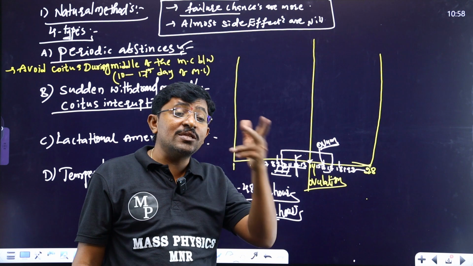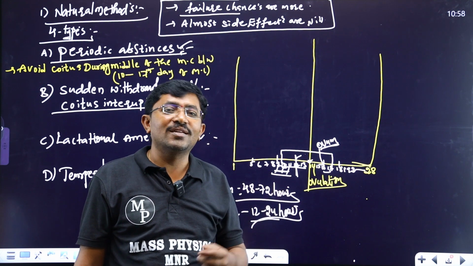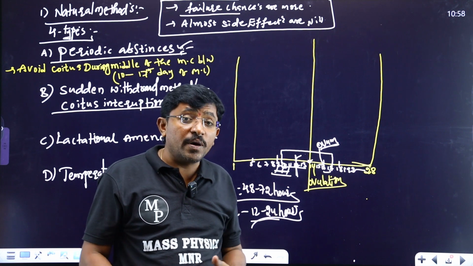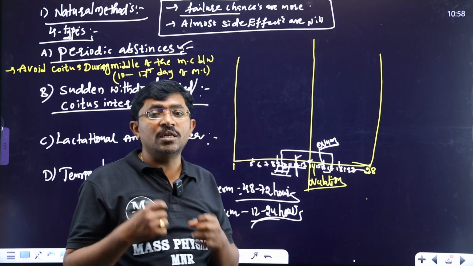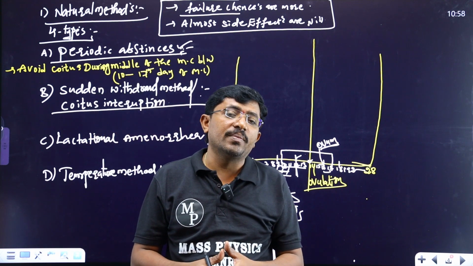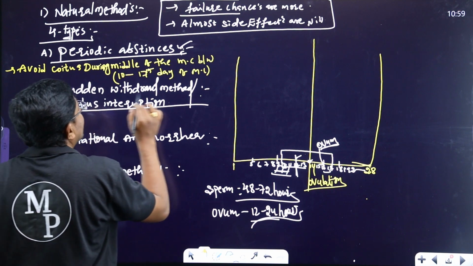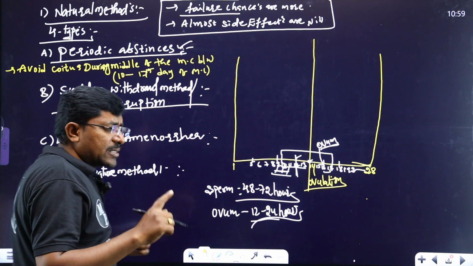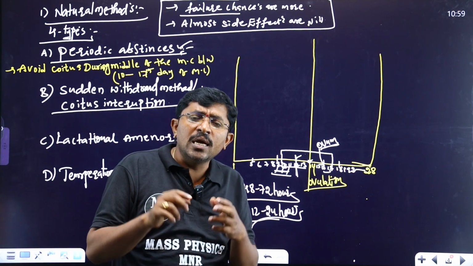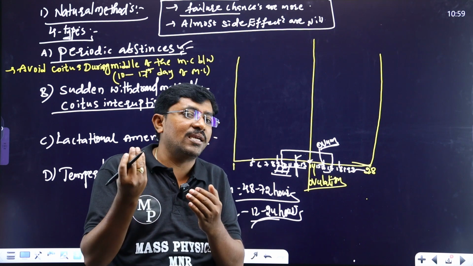See, semen is not ejaculated into the female reproductive tract. What happened? There is no sperm. Without sperm, there is no fertilization. Without fertilization, there is no chance for that woman to conceive. Understood? So, this is the sudden withdrawal. Just before the ejaculation, remove the intromittent organ from the vagina.